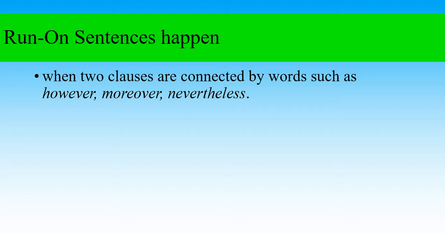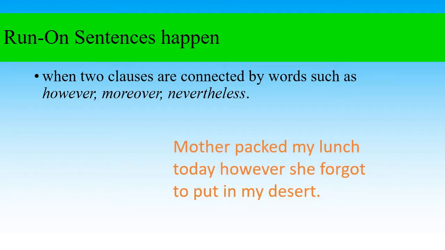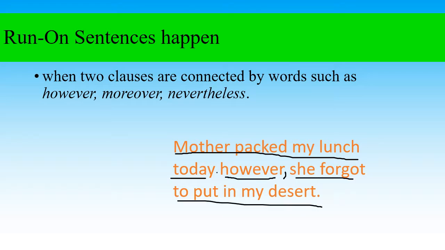Run-on sentences happen when two clauses or sentences are connected by words such as however, moreover, or nevertheless. Mother packed my lunch today, however, she forgot to put in my dessert. Mother packed my lunch today. That's a full sentence. Period. However, comma, she forgot to put in my dessert. It's a separate idea.